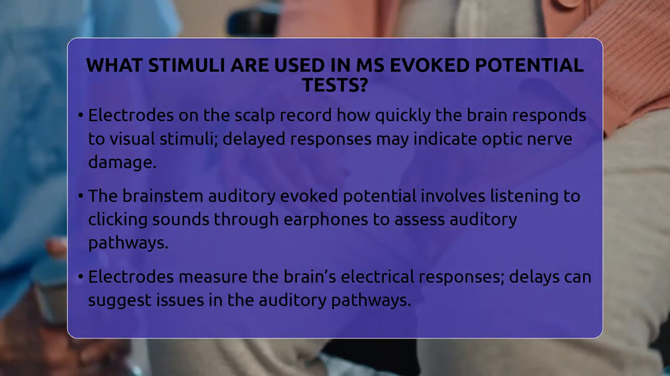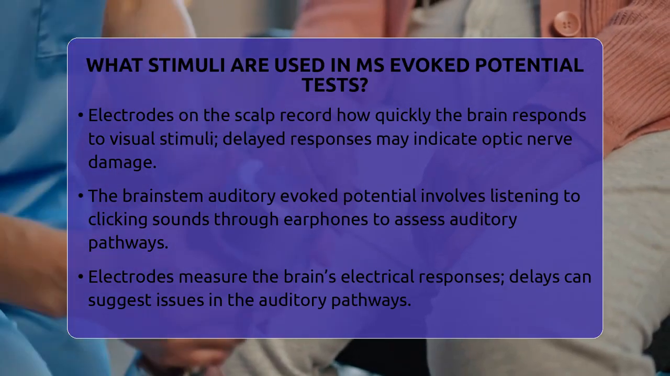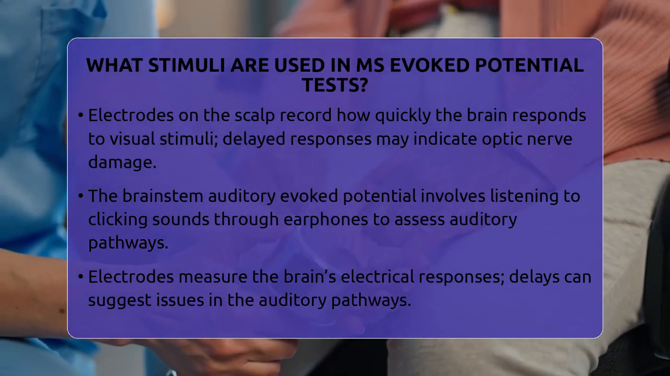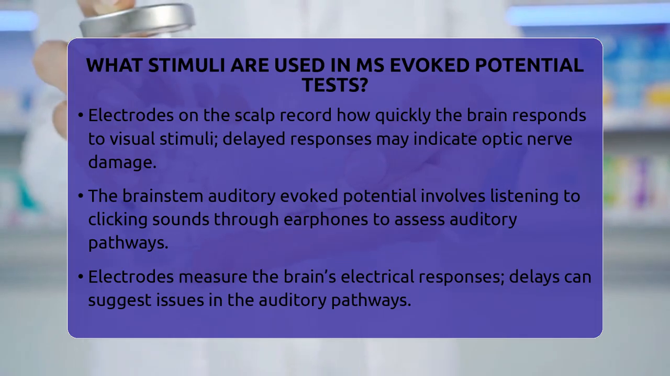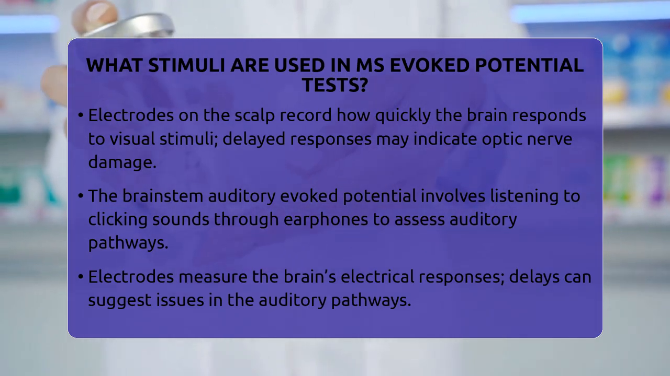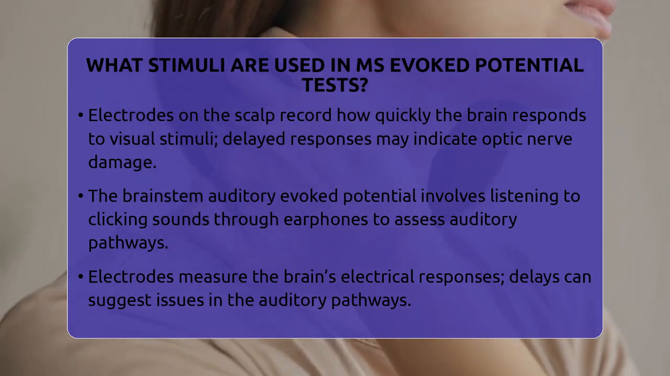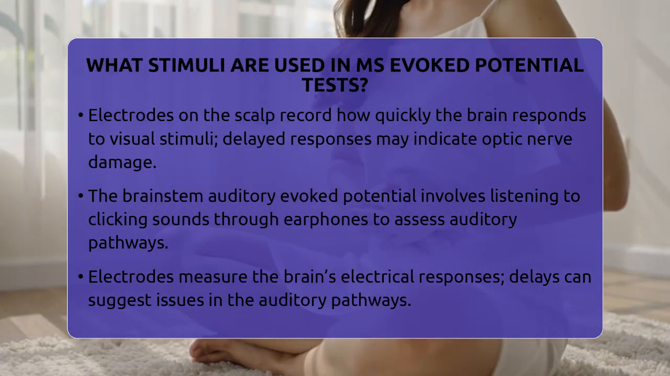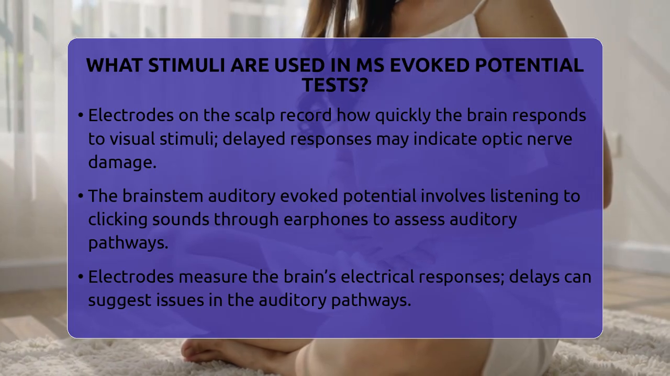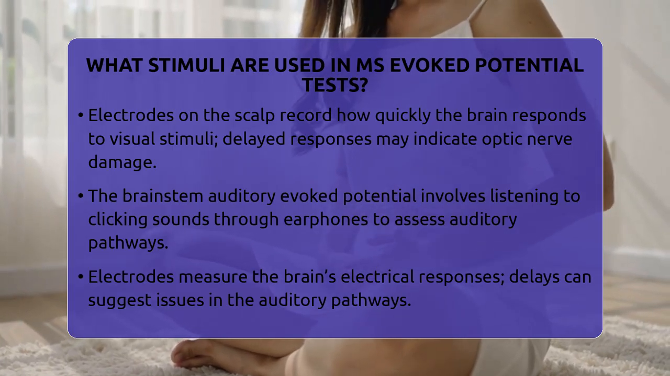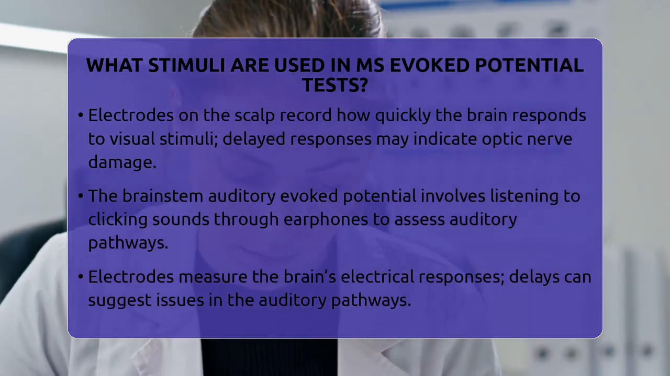Another type is the brainstem auditory evoked potential test. Here, a person listens to a series of clicking sounds or tones through earphones. These sounds stimulate the auditory nerves and pathways in the brainstem. Electrodes on the scalp measure the brain's electrical responses to these sounds. Delays or abnormal responses can point to issues in the auditory pathways, which can also be affected in multiple sclerosis.